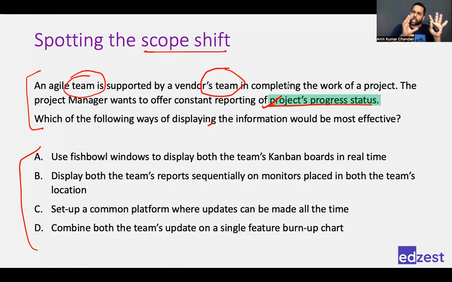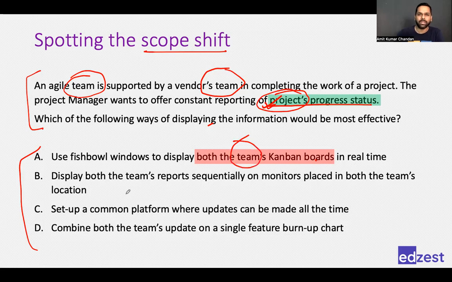There will be very logical tools being used in your exam, but those tools are good, yet your intention is not being met. The intention is the project's progress status. So what is the subtle scope shift that has happened in option A? If you look at this, both the teams can be on board, right? The scope shift has happened from the project to the teams.